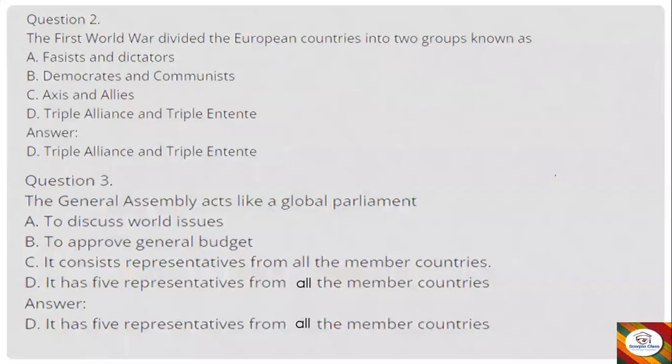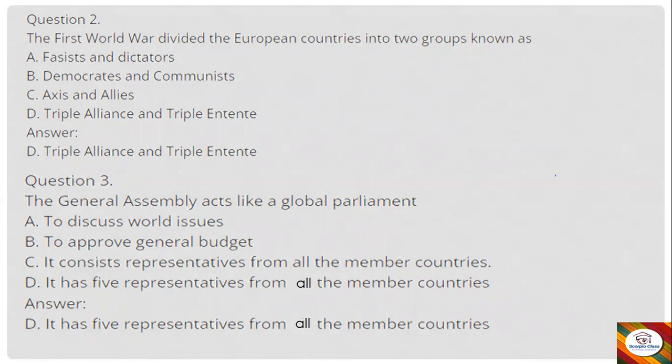Question number 2. The First World War divided the European countries into two groups known as A. Fascists and dictators, B. Democrats and communists, C. Axis and allies, D. Triple alliance and triple entente. And the answer is option D. Triple alliance and triple entente.